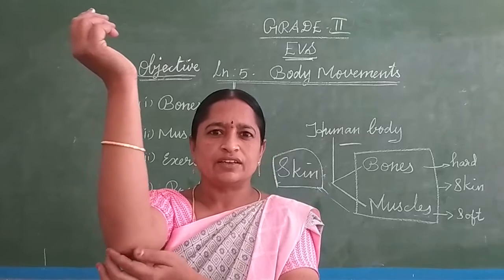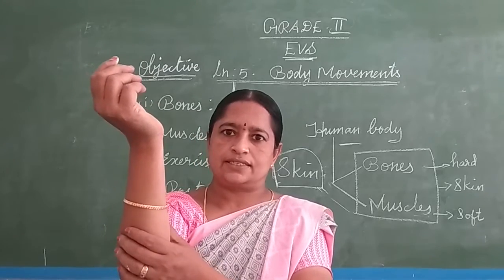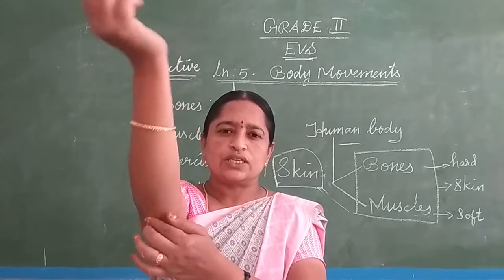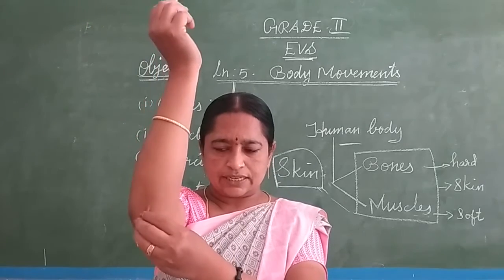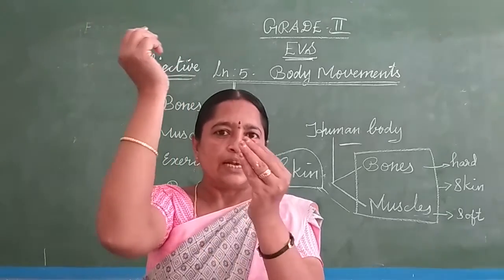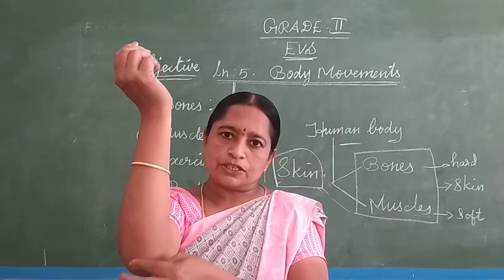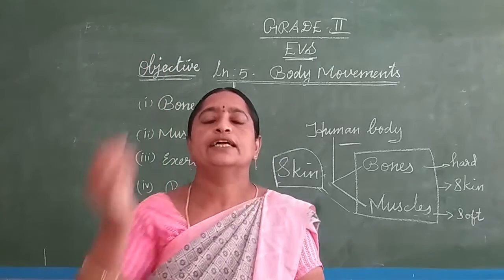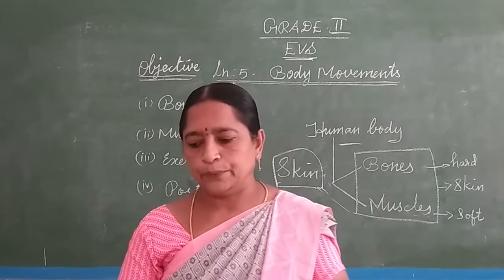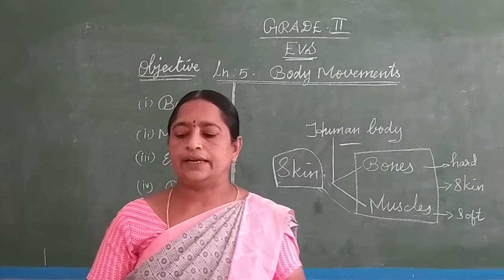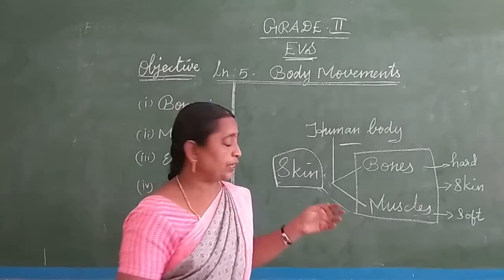When you touch the skin, we can see that muscles are not there, but in this elbow, you touch and feel that hard part under the skin itself. Your skin has no muscle, but there are some thin muscles. So when you touch, you can feel the hard part, that is called bone. This hard structure is called bone. Bones support and protect soft inner parts. Bones give shape to our body.